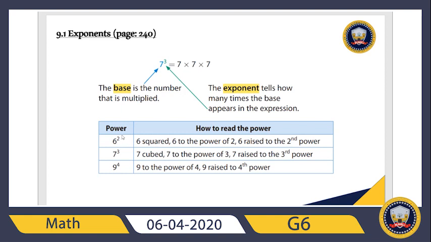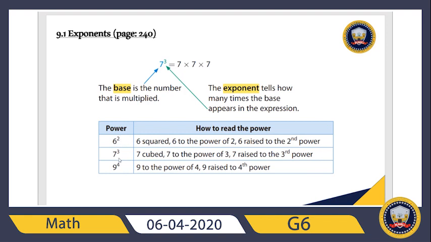6 squared. Also, we can read it as 6 to the power of 2, or we can say 6 raised to the second power. That's how we read the power. Now 6 is called the base, and this small 2 is called the exponent.